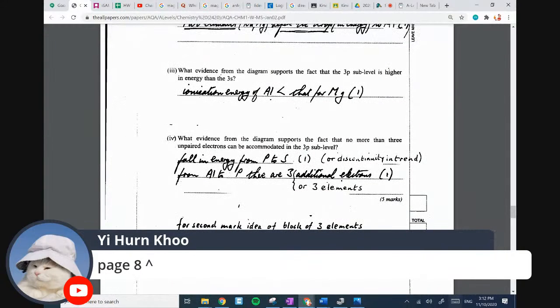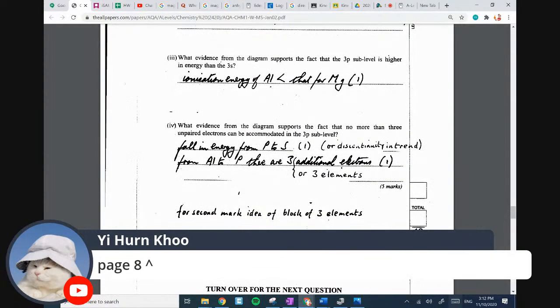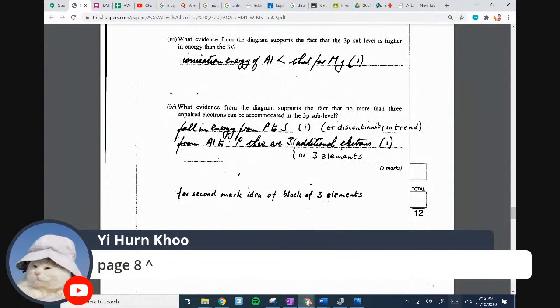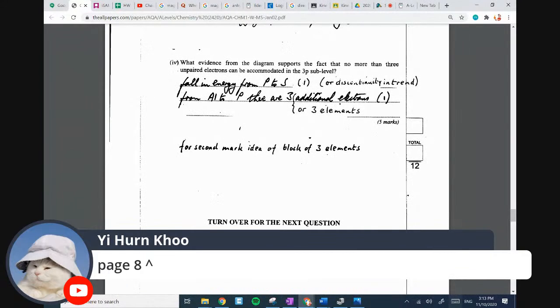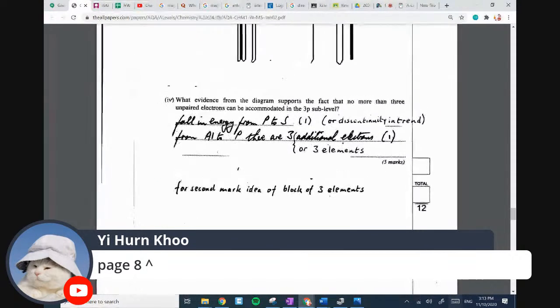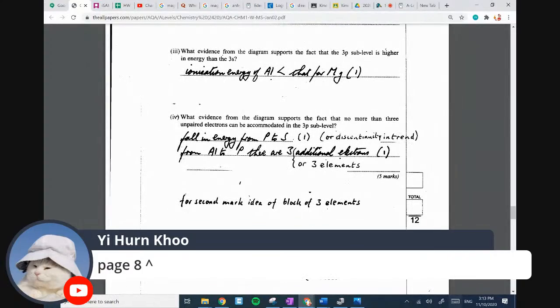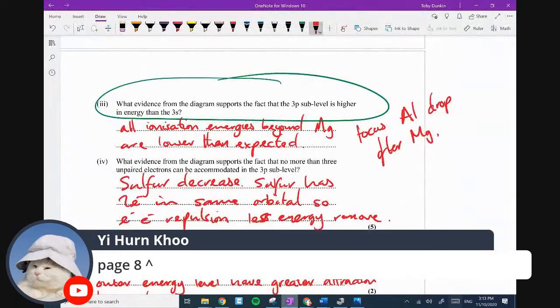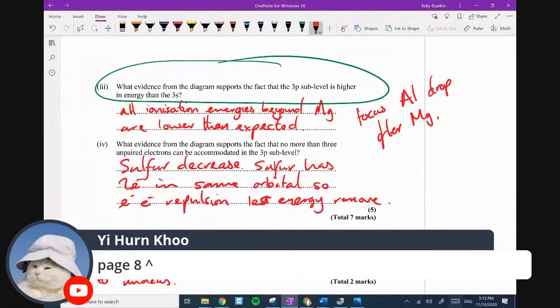What evidence from the diagram supports the fact that there are no more than 3 paired electrons? Yeah, the same drop, the fall from P to S, and then from Al to P. Oh, interesting. For the second mark, idea of block of 3 elements. Interesting. What did I say? 2 marks that was. Sulfur decrease. Sulfur has 2 electrons in the same orbital, so electron-electron repulsion, less energy to remove.